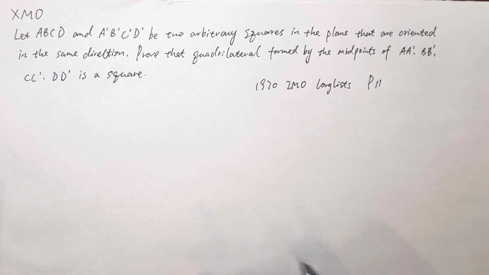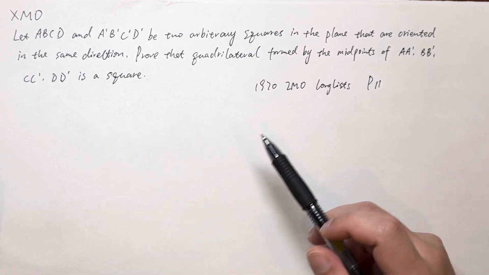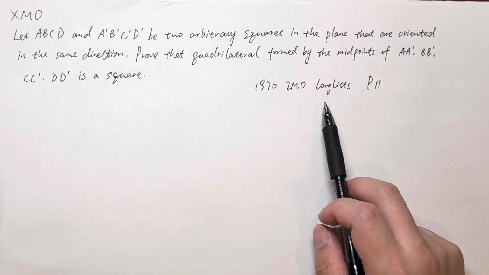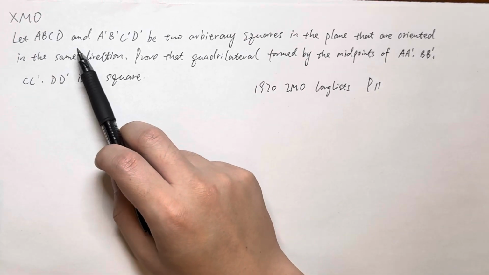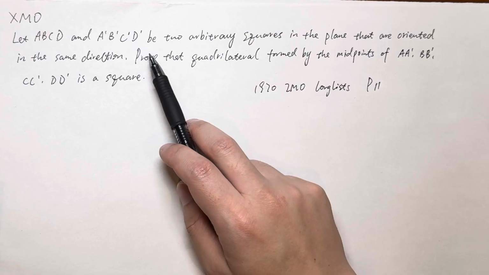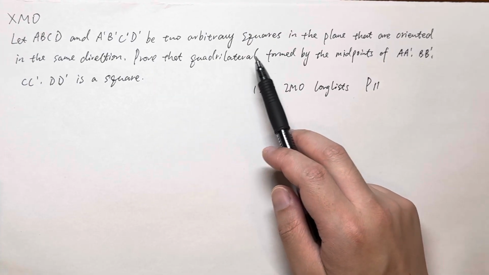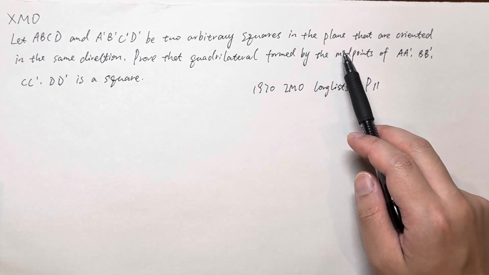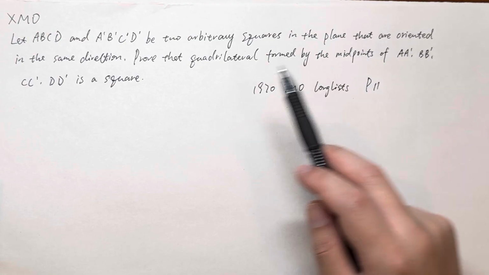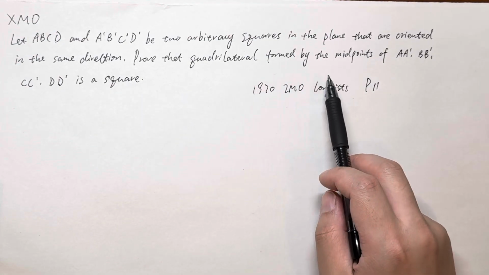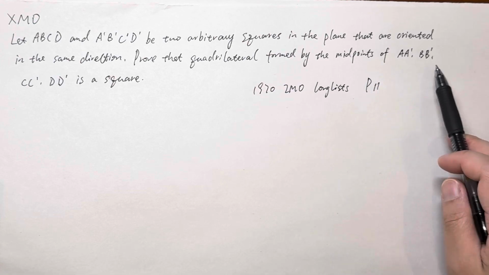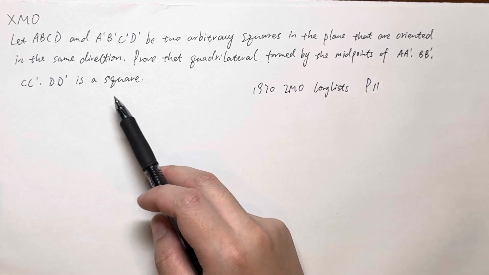So here is XMO, which is from the 1970 IMO Longlists, P11. Let A, B, C, D and A prime, B prime, C prime, D prime be two arbitrary squares in the plane that are oriented in the same direction. Prove that the quadrilateral formed by the midpoints of AA prime, BB prime, CC prime, DD prime is a square.